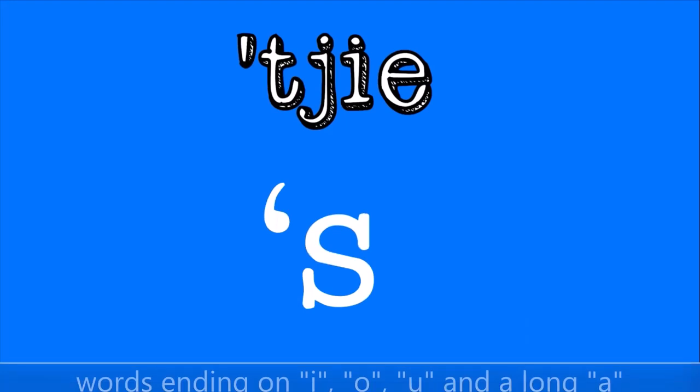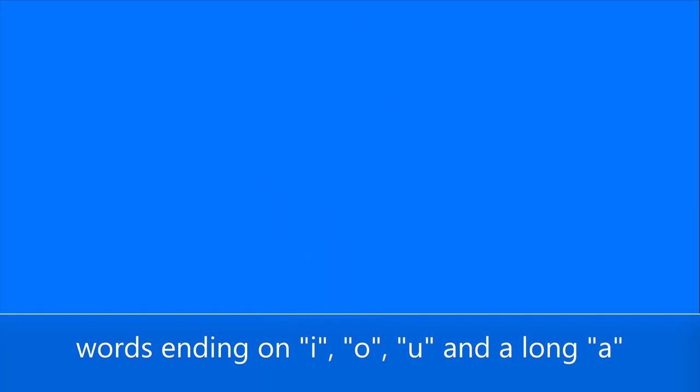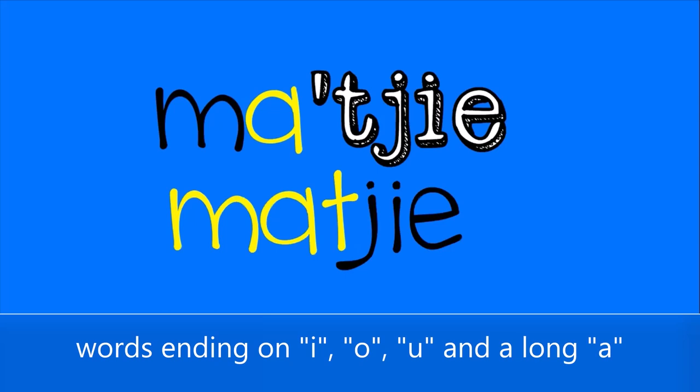Now, when will we use the apostrophe tjie? Well, when we have words getting an apostrophe S in the plural, that is words ending on an emphasized vowel. Like ma, ma and pa. Ma then gives an apostrophe tjie for the verkleining. Let's have a look. If I did not have that apostrophe there and I just put the tjie there, it changes the word actually. Because matjie is now a mat, like rug or carpet. So it changes the word.